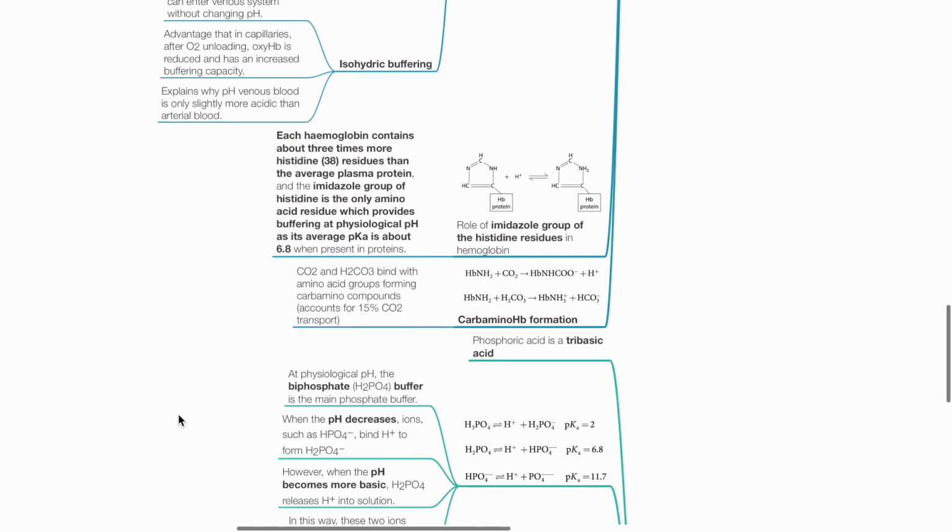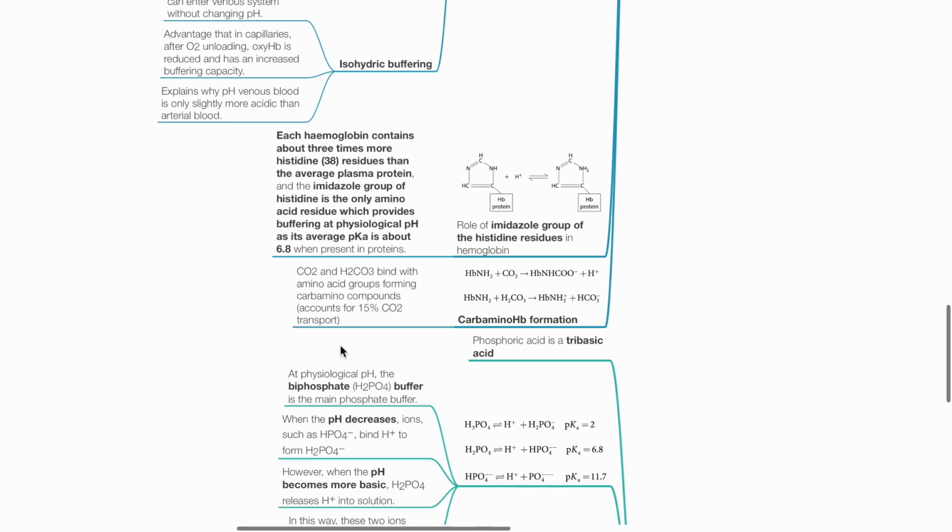Role of imidazole groups of histidine residues in hemoglobin. Each hemoglobin contains about 38 histidine residues, about 3 times more than the average plasma protein. An imidazole group of histidine is the only amino acid residue which provides buffering at physiological pH, at its average pKa of 6.8.